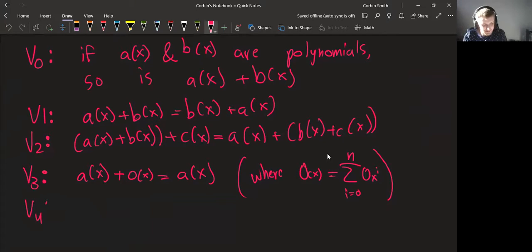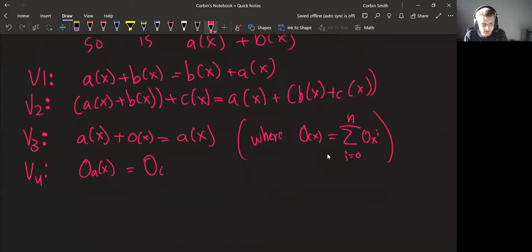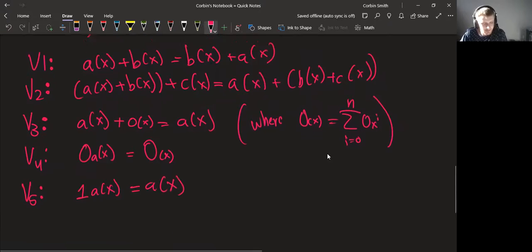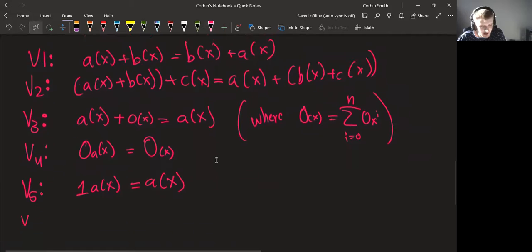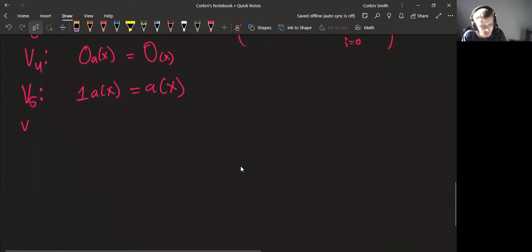Property 4. 0 times any polynomial is equal to the 0 polynomial. Finally, 1 times any polynomial is equal to that polynomial. And 2 times any polynomial is equal to that polynomial plus that polynomial. Well, yes, but that actually is a consequence of this next axiom that we're going to write.